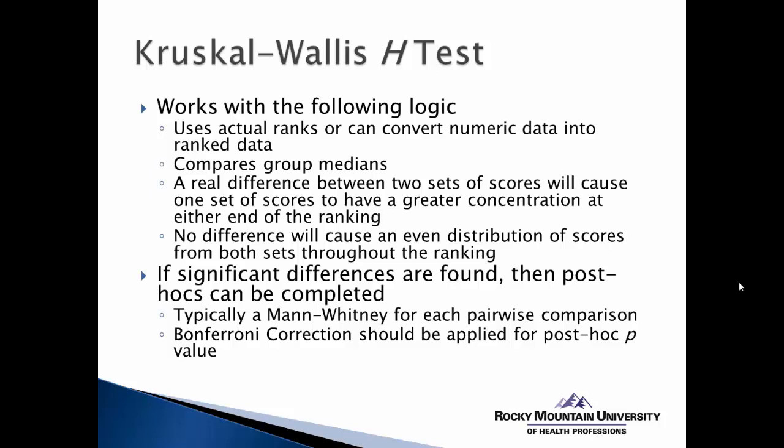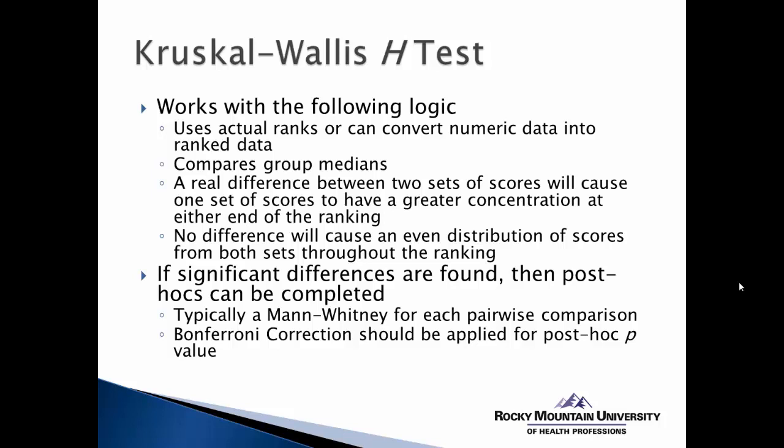Now, much like the one-way ANOVA, if we find significant differences in the initial analysis, then we're going to be able to do post-hocs. So we can actually do those pairwise post-hoc comparisons, much like we did with one-way ANOVA. And we don't have a built-in post-hoc test for Kruskal-Wallis, so what we end up doing is doing a Mann-Whitney U test for each pairwise comparison. So if we see significant differences, we want to do a Mann-Whitney U comparing Group A to Group B, and then Group B to Group C, and then Group A to Group C.